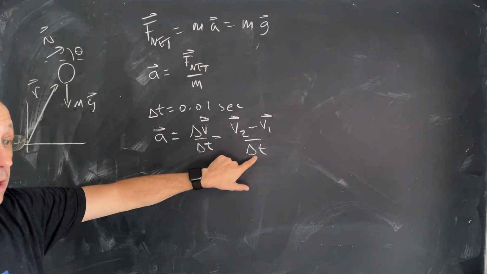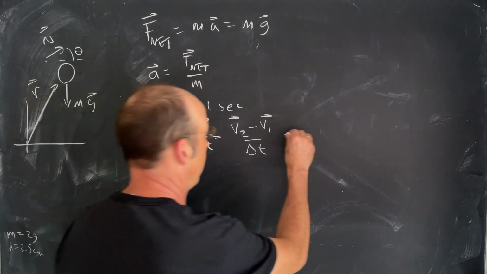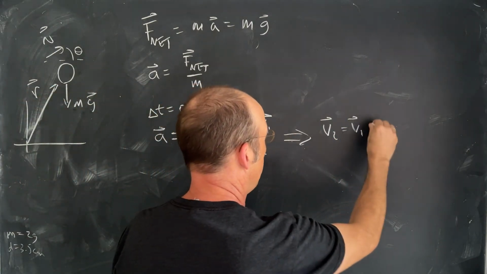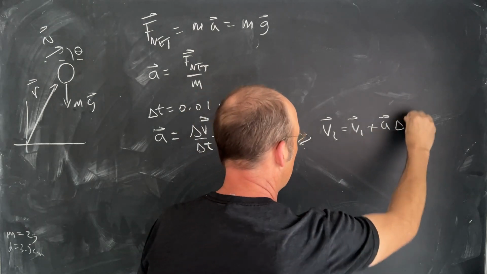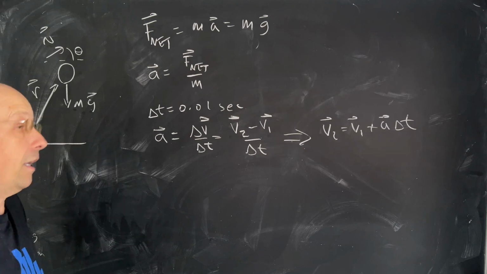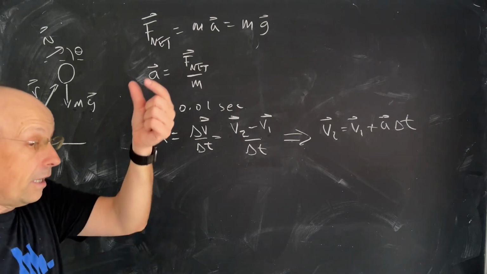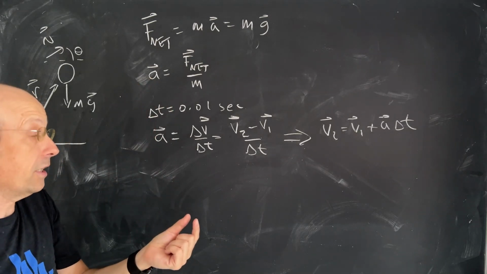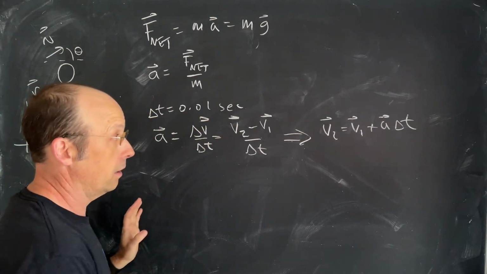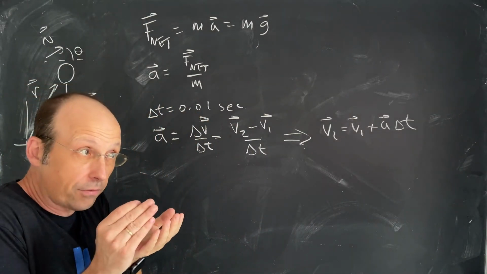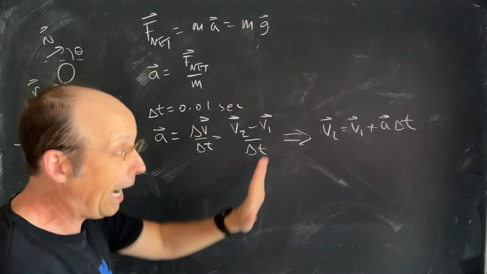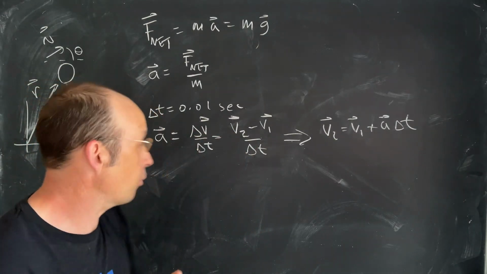So I'm going to multiply both sides by delta t and add v1, and I get this. v2 equals v1 plus a times the change in time, delta t. This is kind of a big deal. Because remember, I'm assuming the acceleration is constant over that time interval, even though it's not. But if the time interval is really small, it's a pretty good approximation. Now I can make an even crazier approximation.